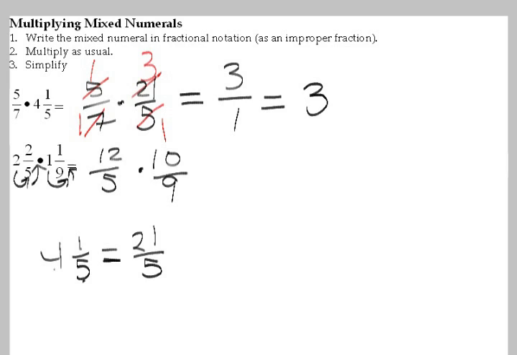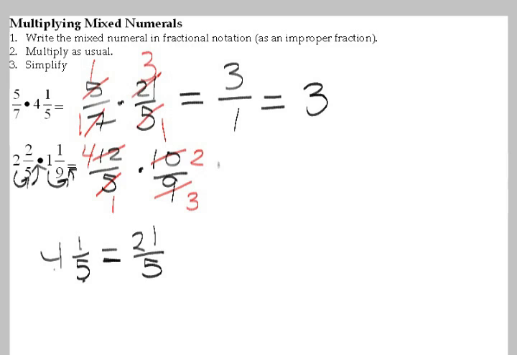And then we treat it like a regular multiplication problem with fractions and look for anything that we can cancel. So both 5 and 10 are divisible by 5. We can do that. 5 divided by 5 is 1. 10 divided by 5 is 2. And both 9 and 12 are divisible by 3. 9 divided by 3 is 3, and 12 divided by 3 is 4.